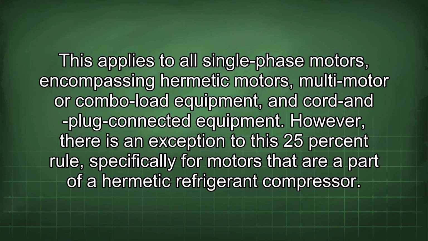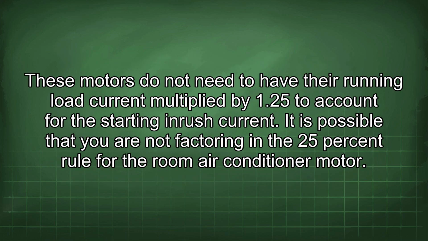However, there is an exception to this 25% rule, specifically for motors that are a part of a hermetic refrigerant compressor. These motors do not need to have their running load current multiplied by 1.25 to account for the starting inrush current.